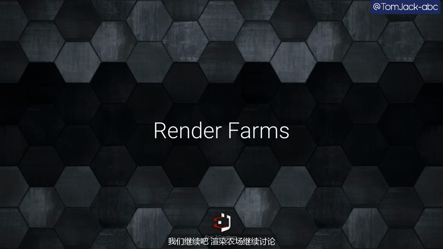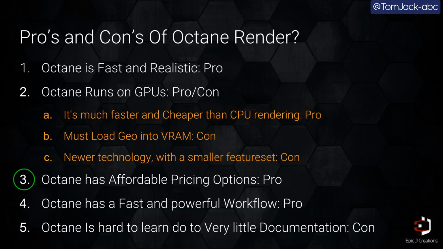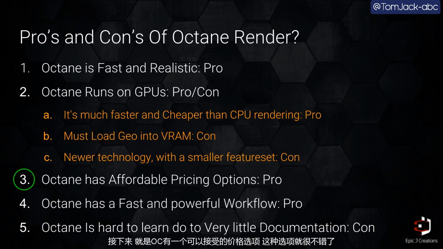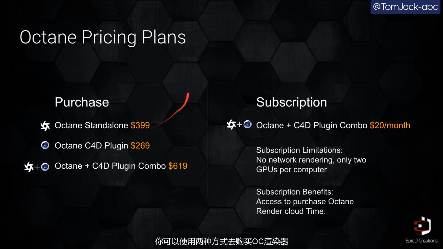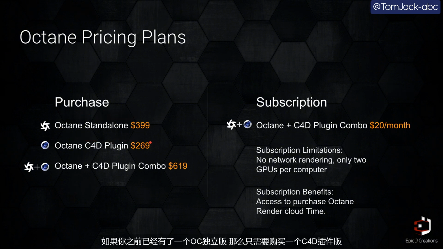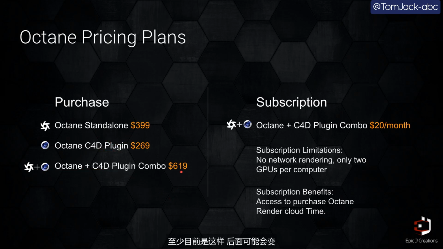But moving on, again, we talked about render farms. Next up is Octane has affordable pricing options. This part is great. You have two ways of buying Octane if you decide you want to get it. The first way is you must purchase the Octane standalone application plus the Octane C4D plugin. If you already have the Octane standalone application, you can buy the C4D plugin, or if you don't have either of them, you can buy them in a combo for $619 at the time of making this video. This price point may have changed, so I recommend you check that out for yourself. But at the time of making this video, these were the prices that were listed.